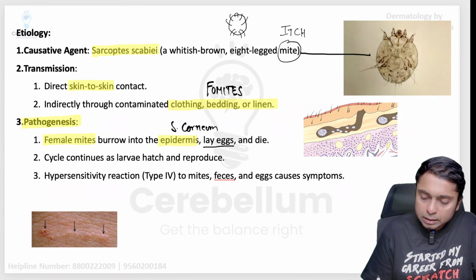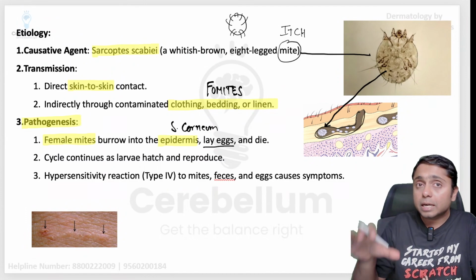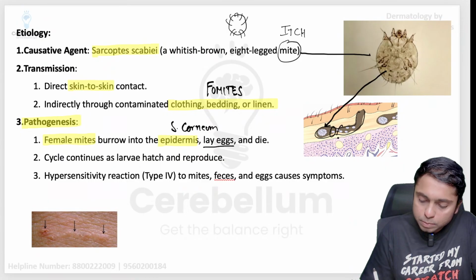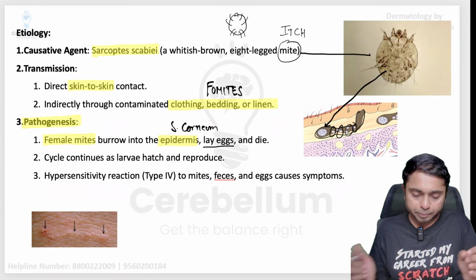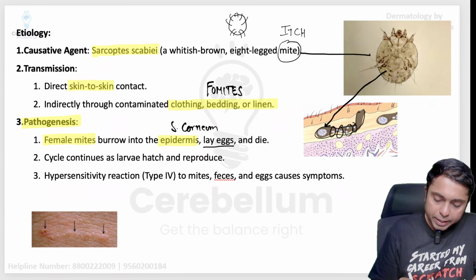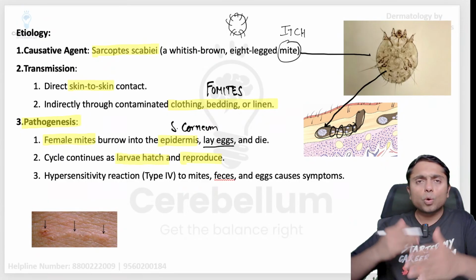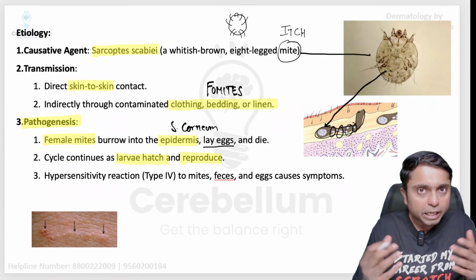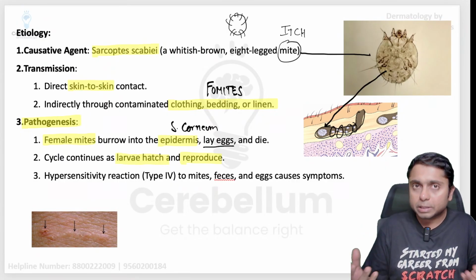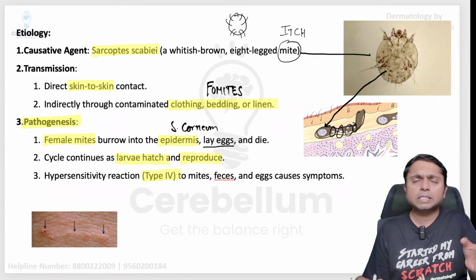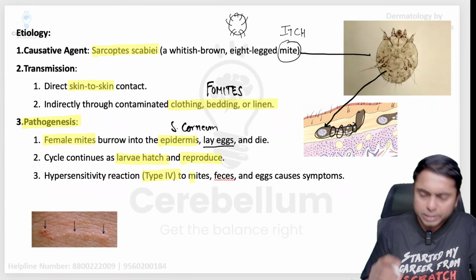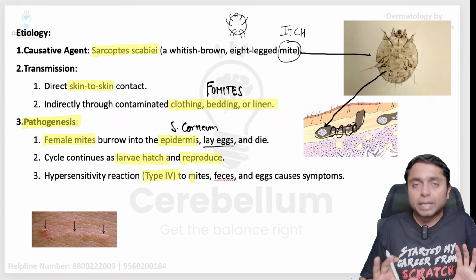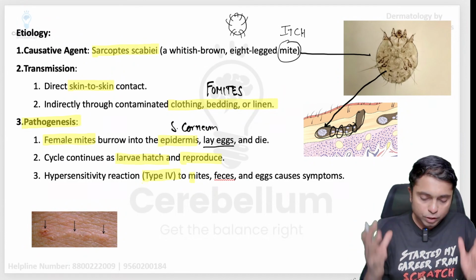This is the itch mite which you are able to see here, making tunnels inside the skin. This is the tunnel in the stratum corneum, and you can see these small babies following the mother mite. This cycle continues as larvae hatch and reproduce, going on and on inside the stratum corneum. Ultimately, the patient's body mounts a hypersensitivity reaction, which is a type 4 hypersensitivity reaction, basically to the mites, their feces and also eggs. Because of this hypersensitivity reaction, certain symptoms are seen.